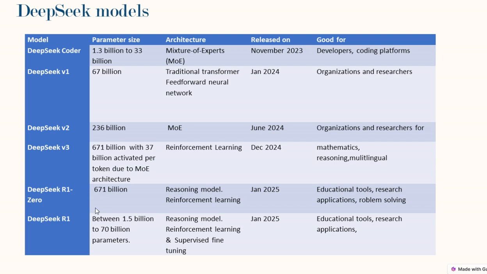Now the main problem with DeepSeek R10 was that it encountered a lot of challenges, like endless repetitions, poor readability, and language mixing. So DeepSeek R1 was developed over R10, which had better performance compared to R10, and even better performance compared to OpenAI O1 across math, code, and other reasoning tasks.